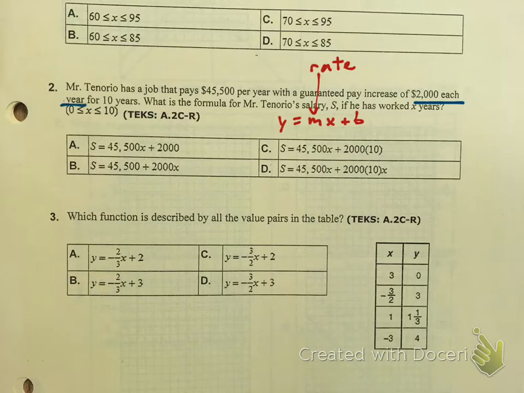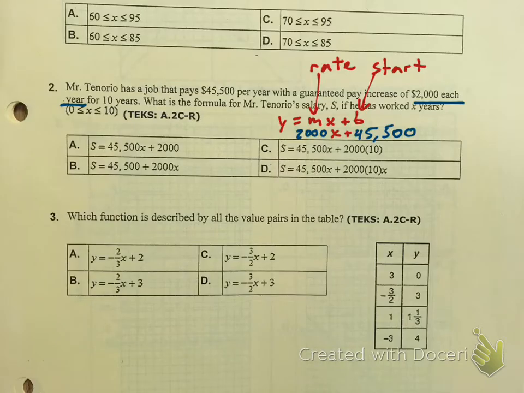So we know our rate should be $2,000 times your x. And it says he starts with $45,500. So if you remember, the b value is like where you start at, that's your initial. So we'd have 2,000x plus your 45,500, and then you'll be able to look at your answers to rearrange them.